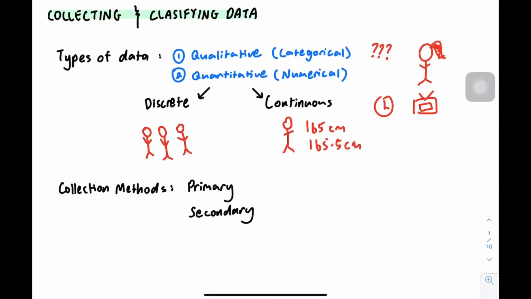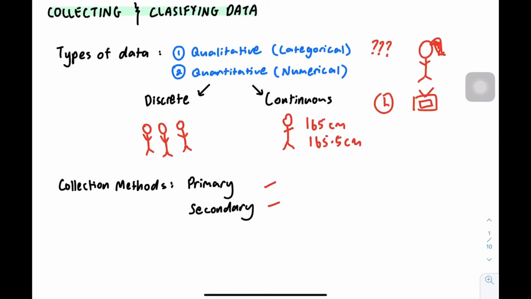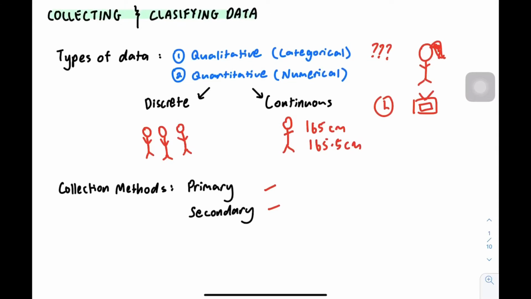Now we're going to talk about collection methods. Depending on how you collect your data, it could become primary data or secondary data. So what's the difference here? The difference here is where you get your data from, the source of your data. Primary data is from primary sources. For example, if you were to carry out a questionnaire to ask people how many hours they spend in a library every week or every day, the responses you receive from all the questionnaires can be compiled into your primary data. Secondary data is data that you get from secondary sources.